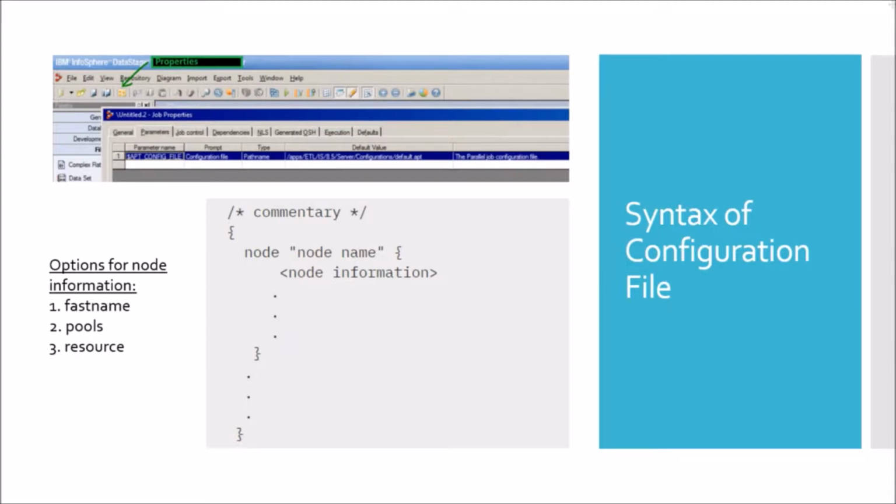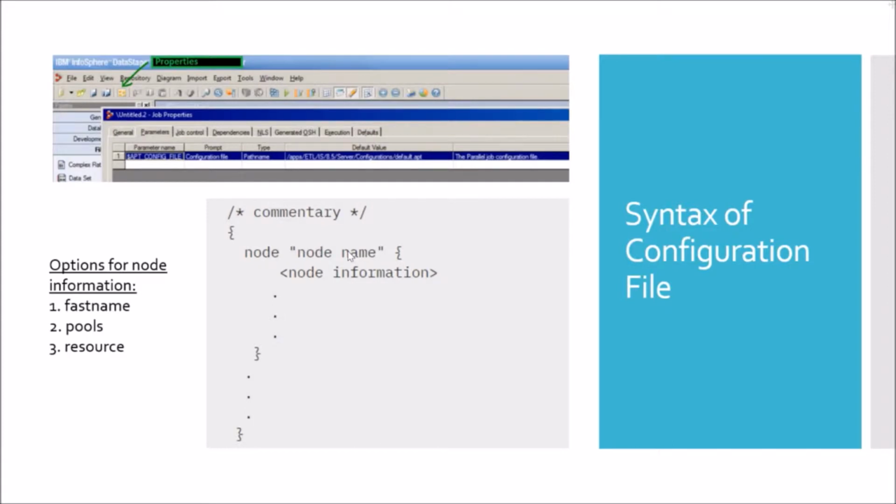We can create configuration files with different settings and use any of them in the DataStage job depending on the settings that we are interested in. This is the syntax of a configuration file. We use braces at the beginning and end of the file. Comments can be added within this kind of syntax.